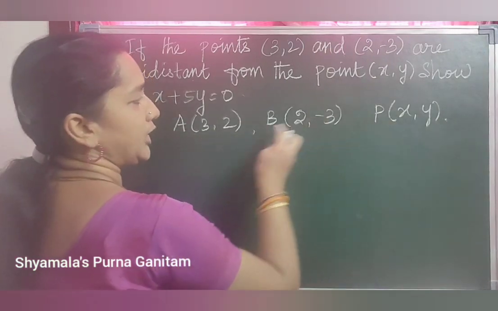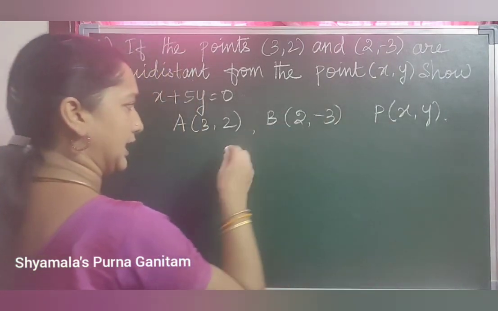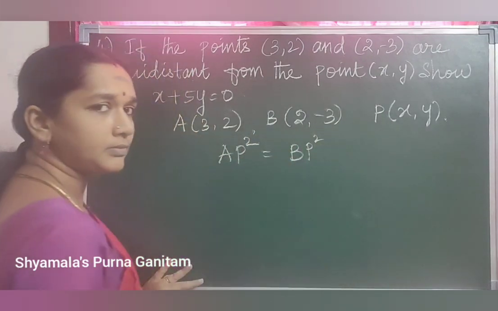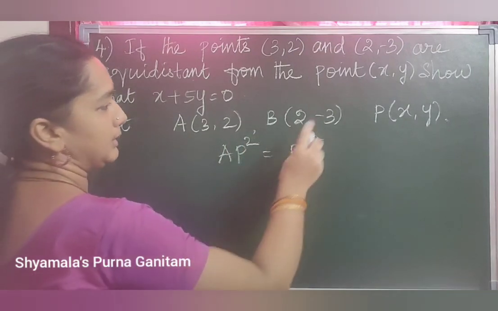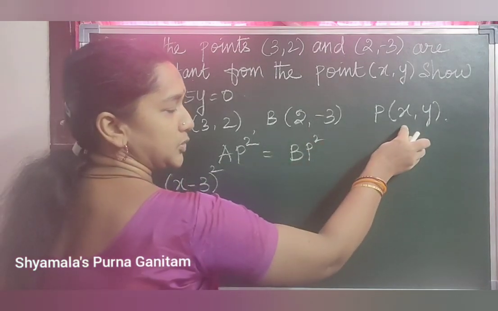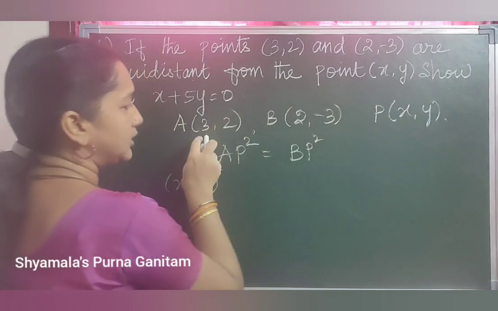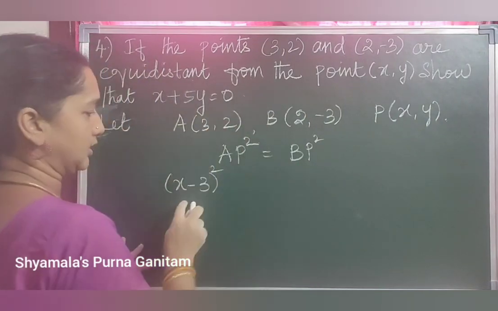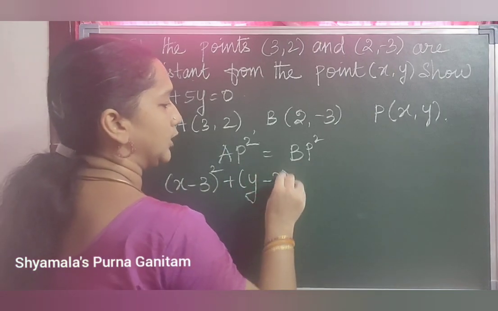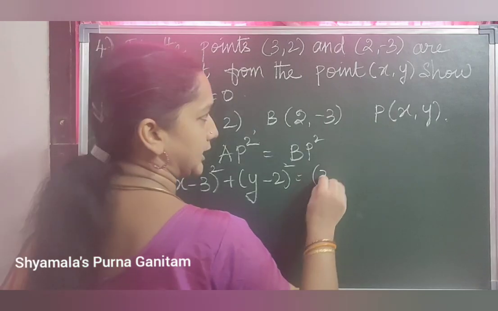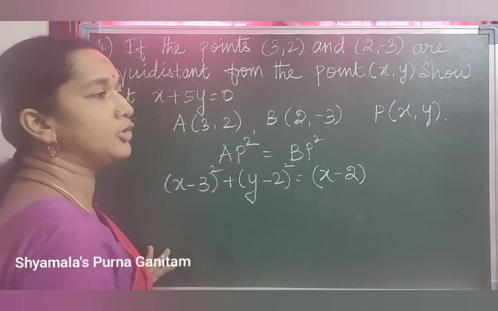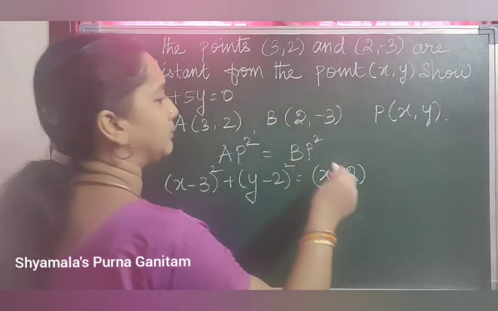So this point and this point, and AP, as usual, AP squared is equal to BP squared. These two distances are equal. So AP squared is x2 minus x1 the whole square plus y2 minus y1 the whole square, taking this one as x1 and y1, and this one as x2. Same way here also, x2 minus x1 the whole square. Anything you can take as x1, anything you can take as x2. It is not necessary to fix something.